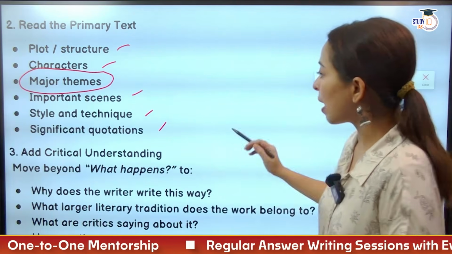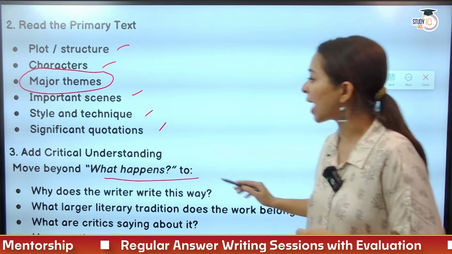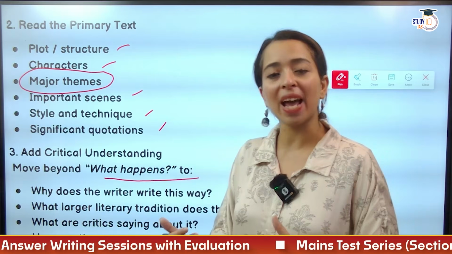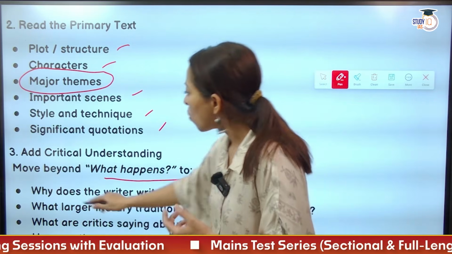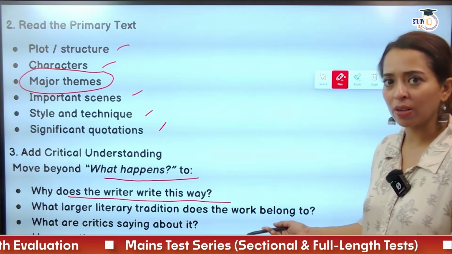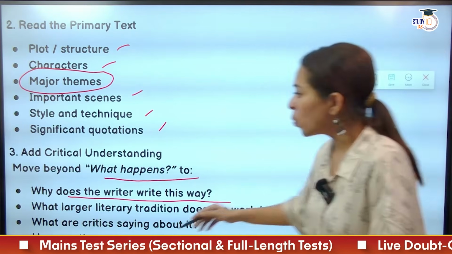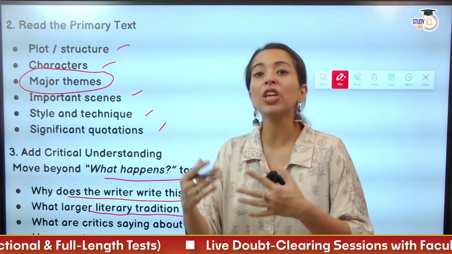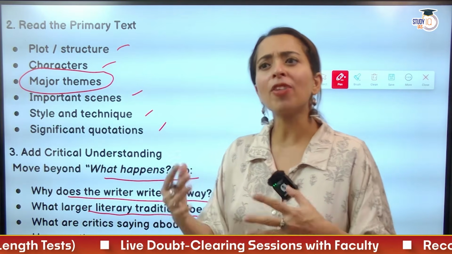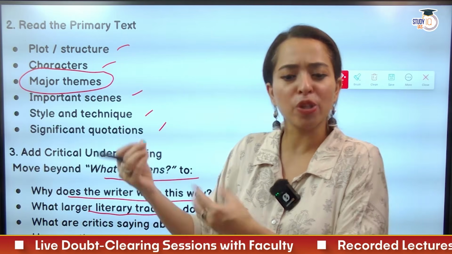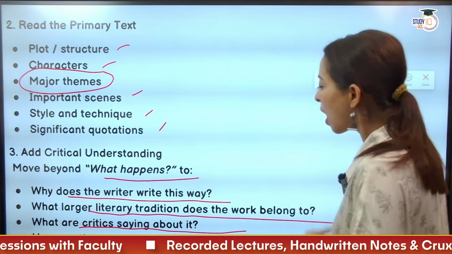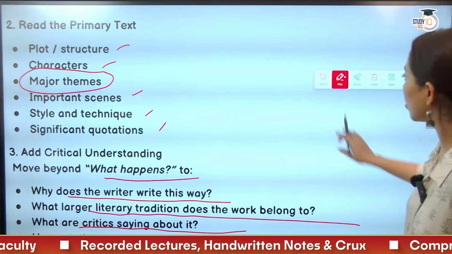Okay, so at critical understanding, move beyond what happens. As I said, it's not like what happened, no, why it happened. So what are the things you've got to focus on? Why does the writer write this way? Why has he written this? What larger literary tradition does the work belong to? अगर ये modernism पे belong हो रहा है, क्यों? What fragmentation technique has he used that makes the work modern? What are critics saying about it? How can the same text answer different UPSC questions?